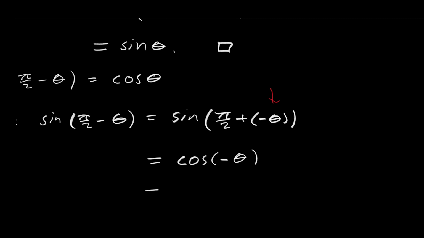But we know by trigonometric identity 2 that cosine is an even function. What that means is that when we take the cosine of some negative angle, it's the same as taking the cosine of that positive angle. And this is just what the identity says. So that completes the proof of this identity.